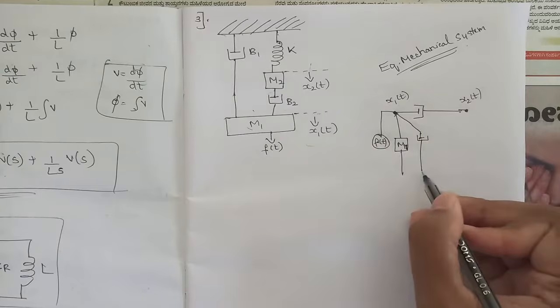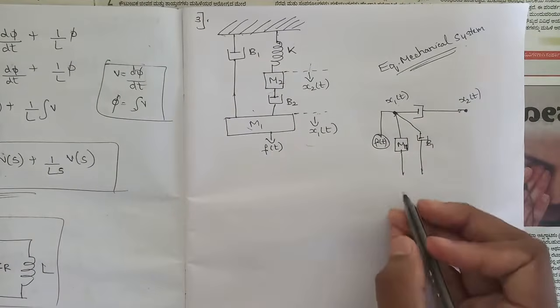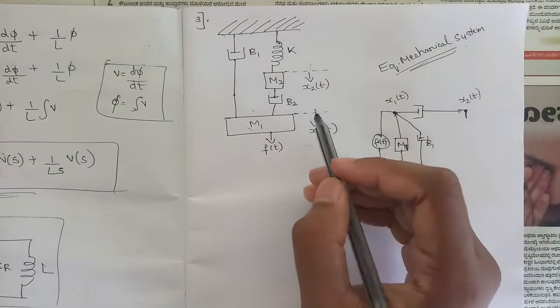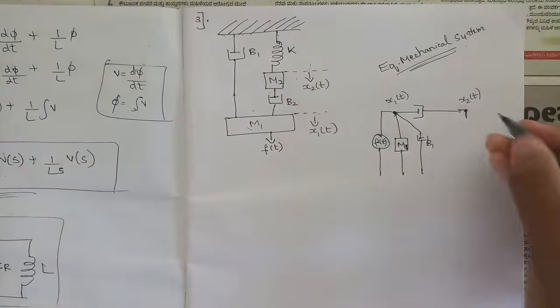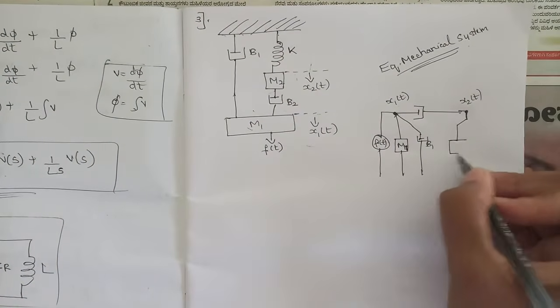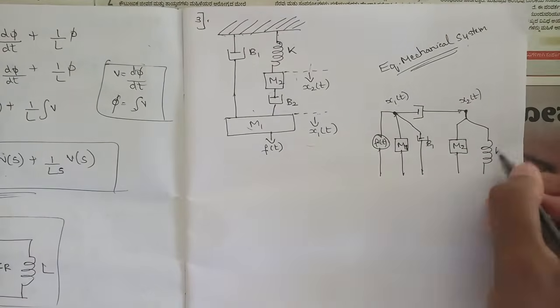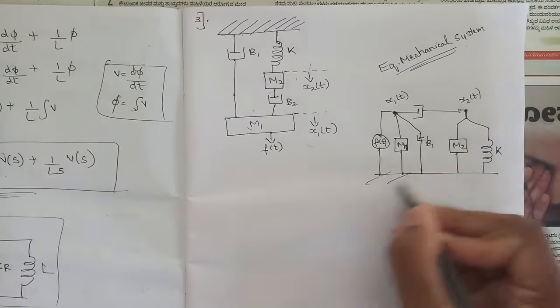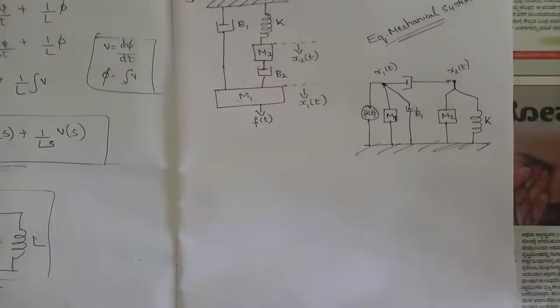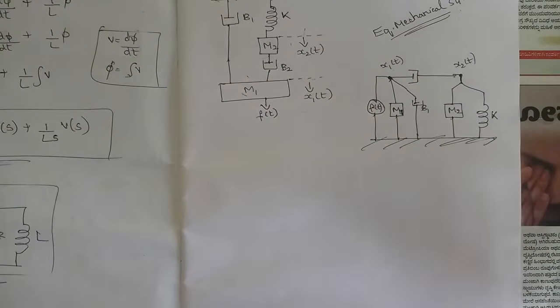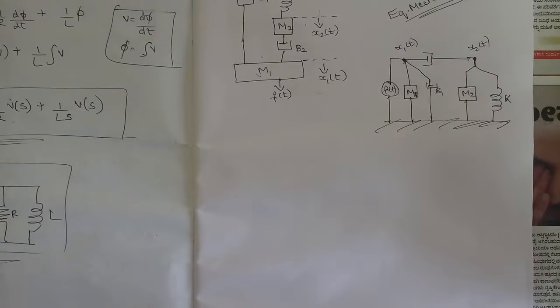So this is M1, B1, F of t, and after that, in place of x2 of t we have two components, that is M2 and K. Okay, so one is M2 and another one is the spring K. Okay, so this is your equivalent mechanical network. So observe the circuit very carefully, how I have written these things. Okay, pause the video, you can refer to it. Again, you can start the video from the beginning if you are not understanding anything. You can refer to our previous videos as well.